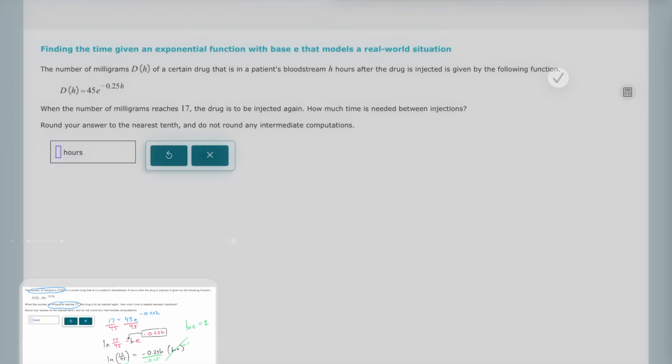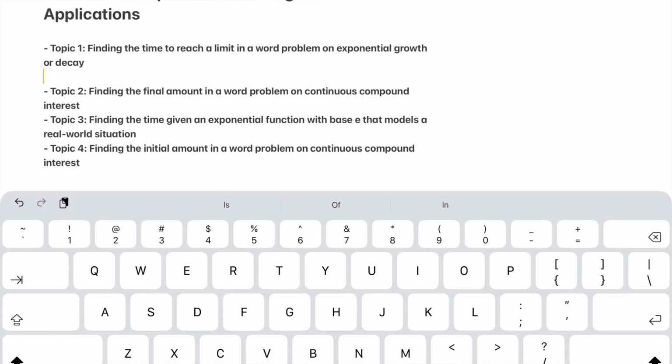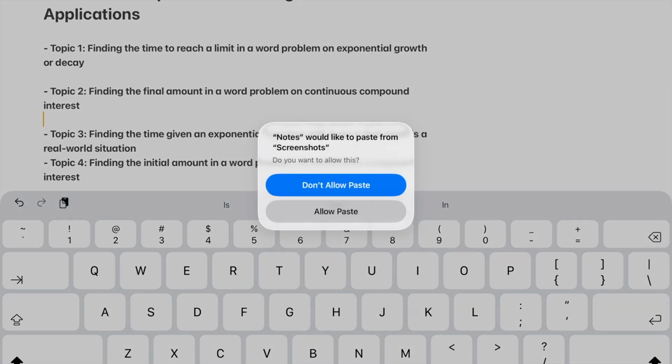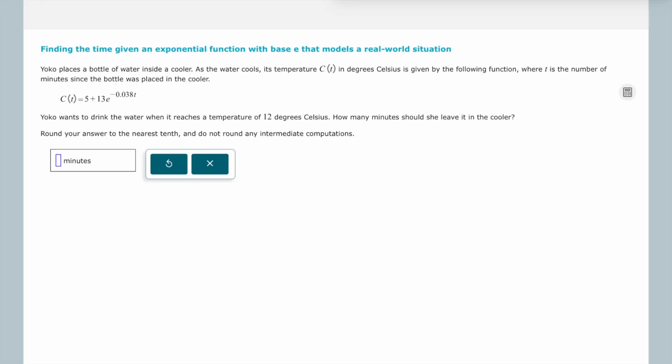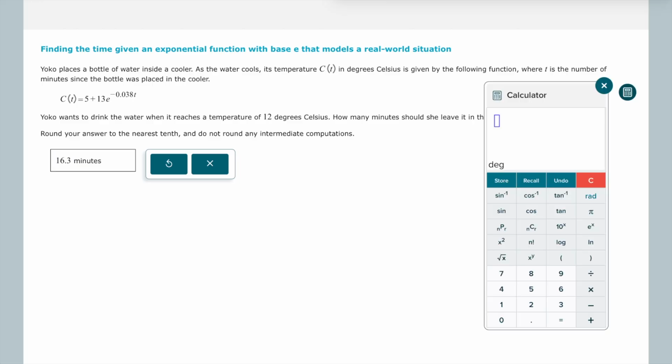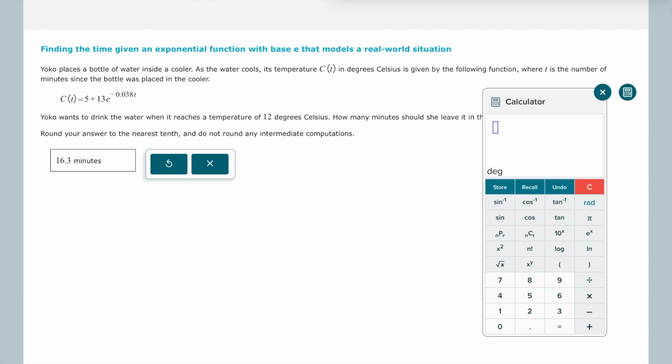Let's go and make sure I did this one right. Oh, I clicked try another. I'm pretty sure it was right. This one, I'll check to make sure I did it right, divided by negative 0.25. Okay, we did it right.